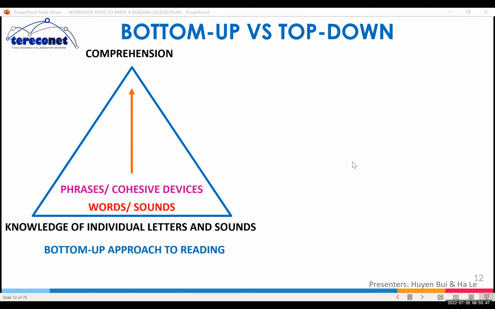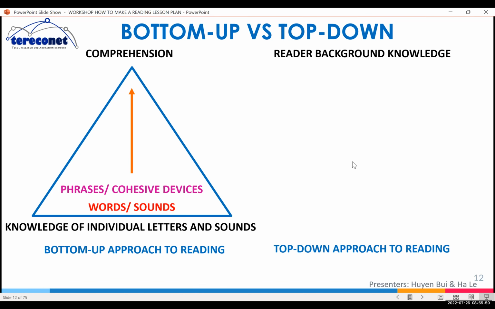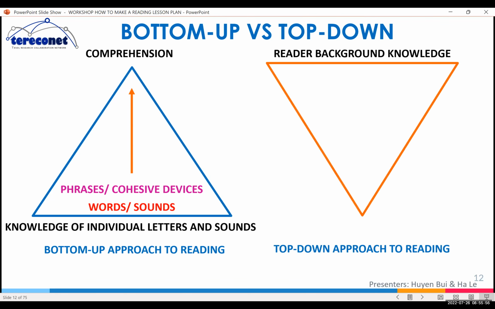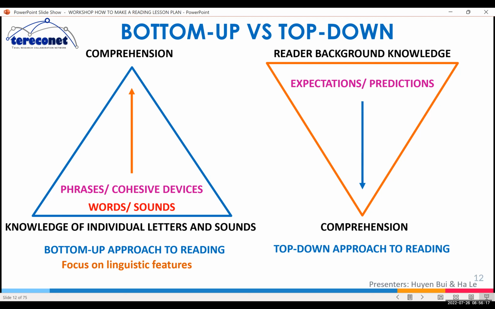In contrast, the top-down approach will start with the reader's background knowledge. So they start reading with expectations or by making some predictions related to the content of the reading. And from their background knowledge, they use that to comprehend the reading passage. That's why we say the bottom-up approach focuses on linguistic features, while the top-down approach focuses on the meaning, or we say the comprehension. And we use the reader's background knowledge to understand the meaning.